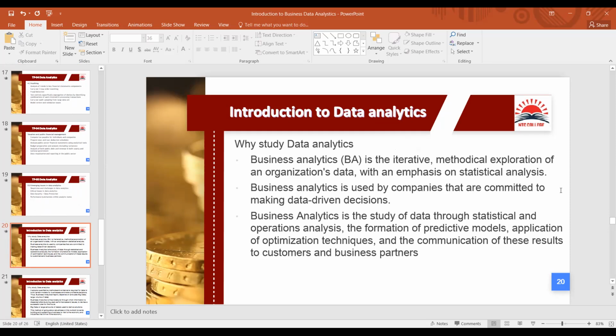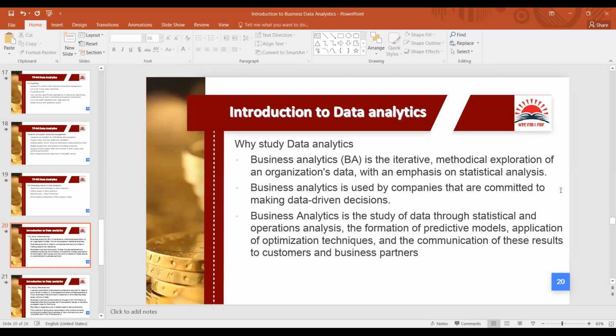just allow me now to do the introduction, that is to data analytics. And probably we need to understand what data analytics is. And I have quite a number of statements. That is, business analytics is the interactive methodological exploration of organization data with an emphasis on statistical analysis.